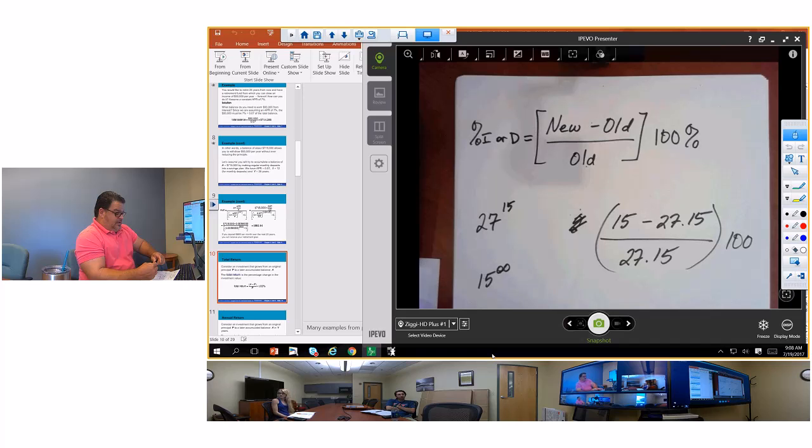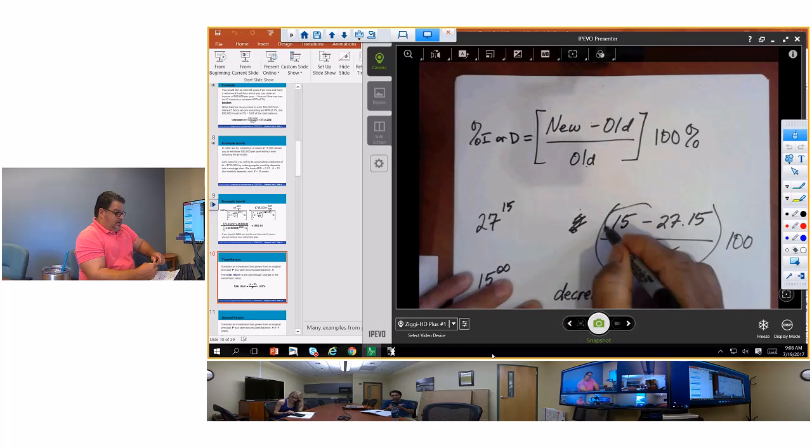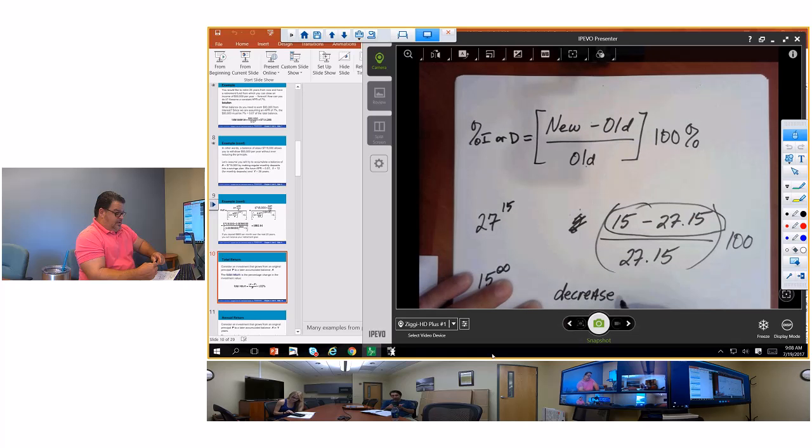So somebody do that for me. I'm not going to do it because I got too much to do over here. All right, so do that. And it's going to come out with a negative, so that's going to be a decrease. Why is it going to come out to be a decrease? Because this is a negative number right here. So it's a decrease of what?